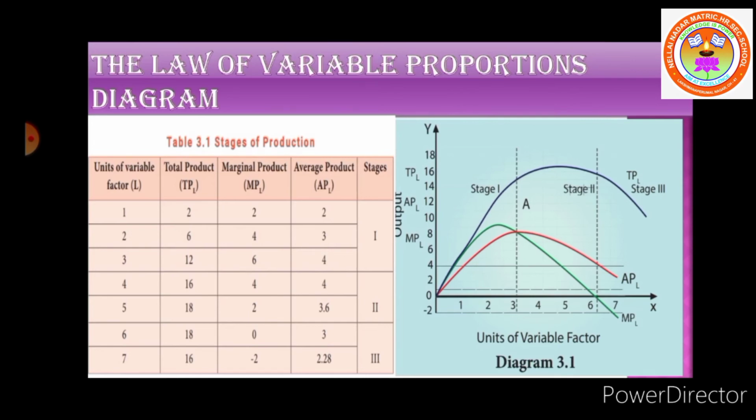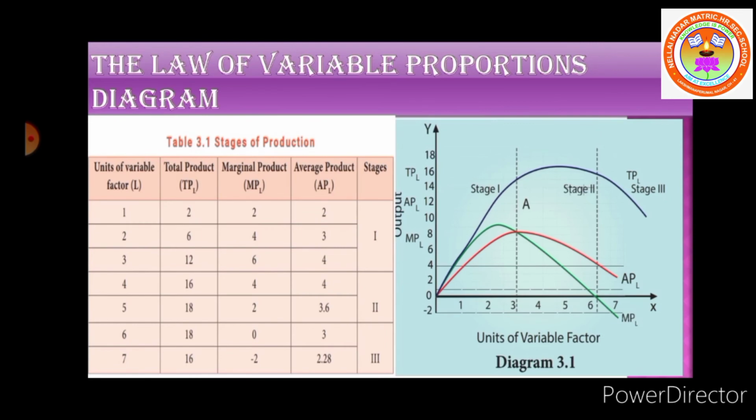Then the second stage: the total product continues to increase but at a diminishing rate. However, the increase is positive. Further, the marginal product decreases with an increase in the number of units of the variable factor, and average product is also equal to MP, then begins to diminish, hence it is called diminishing returns. Then the third stage: the total product starts declining, and marginal product decreases and becomes negative. Total product continues to diminish but is always greater than 0.